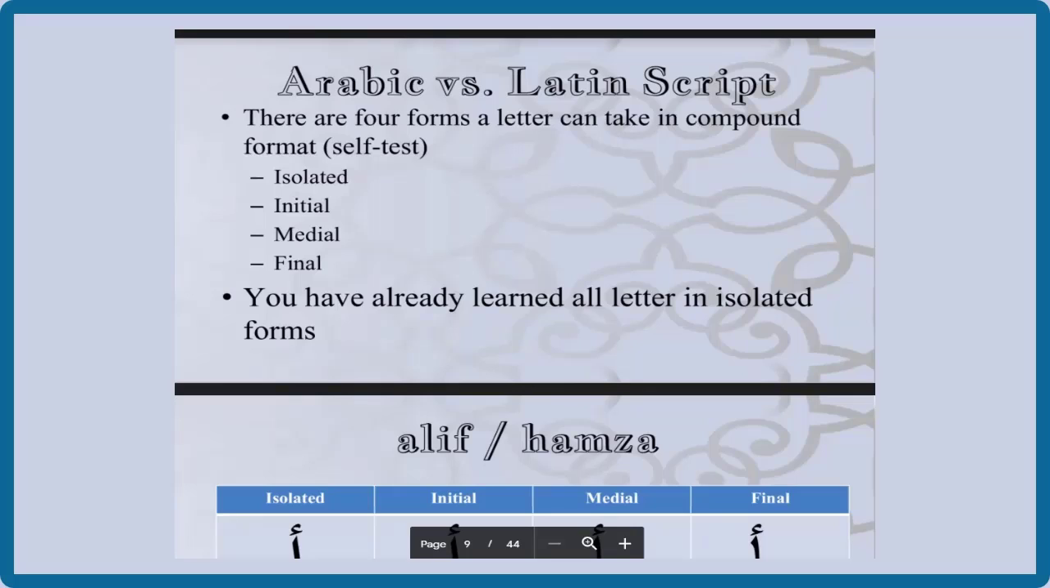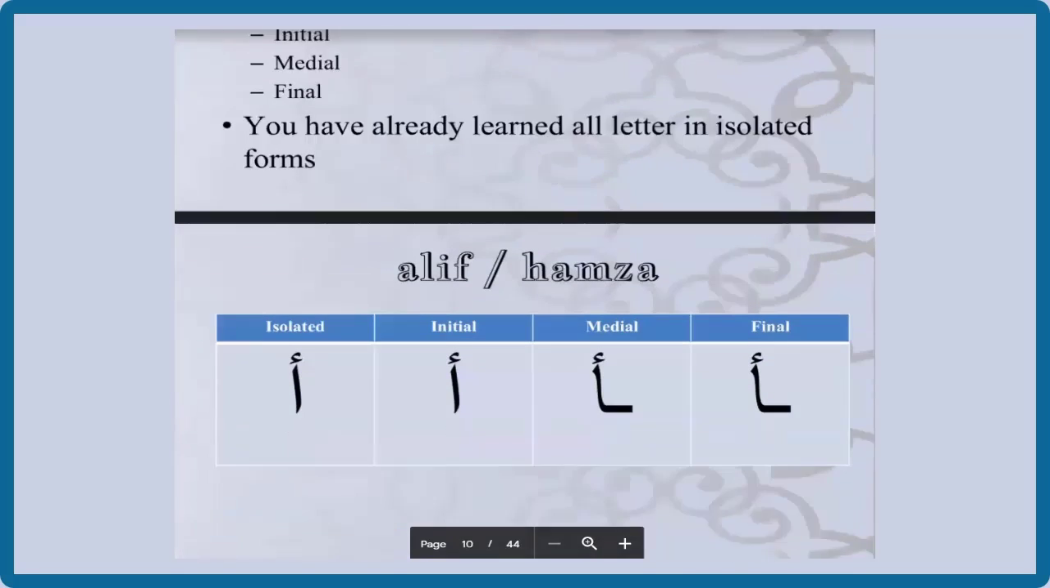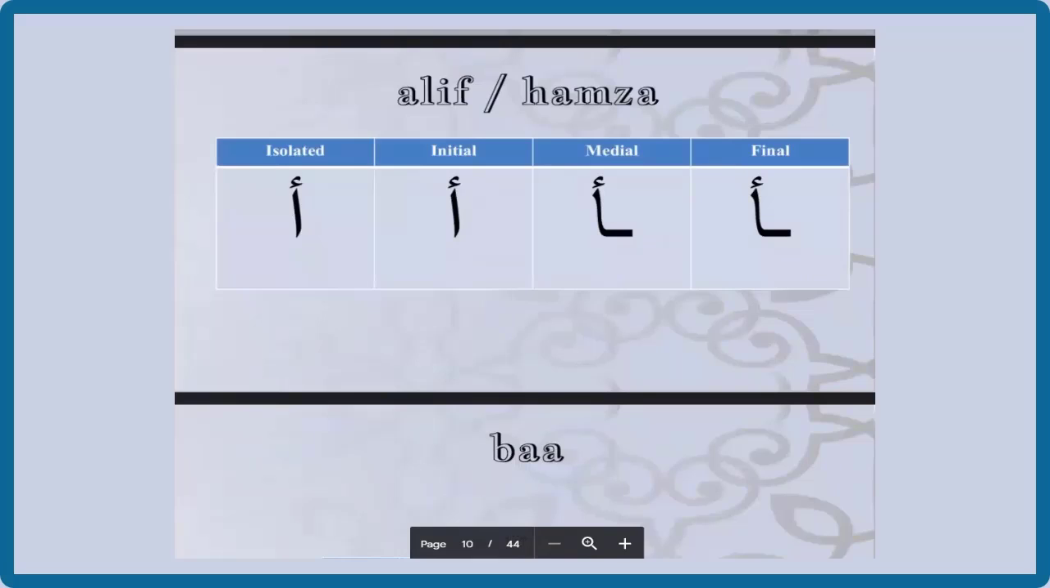And now from today, inshallah, we will try to read how we will find these letters in compound forms, right? So first we will go with Alif or Hamza, right? Alif is a straight line. Do you remember that? Right now, I will explain the difference between Alif and Hamza later. But right now, you just remember that there are 4 boxes, like one is isolated, initial, medial, and final.